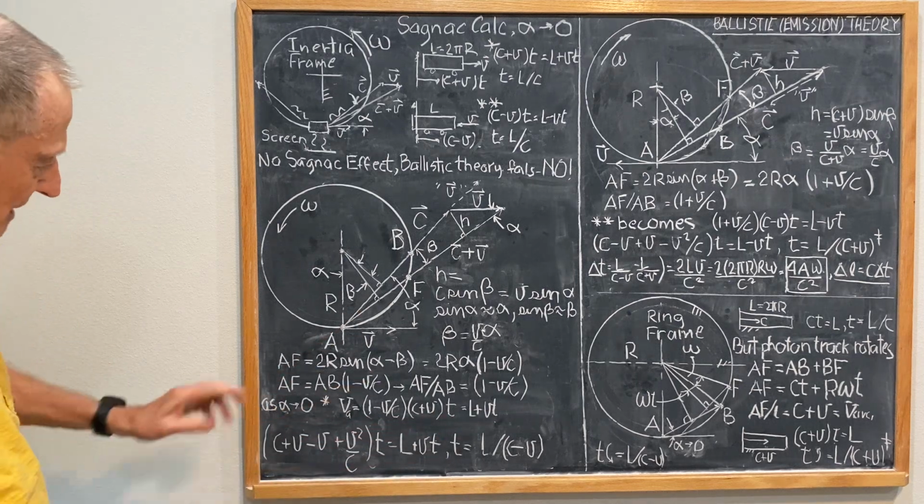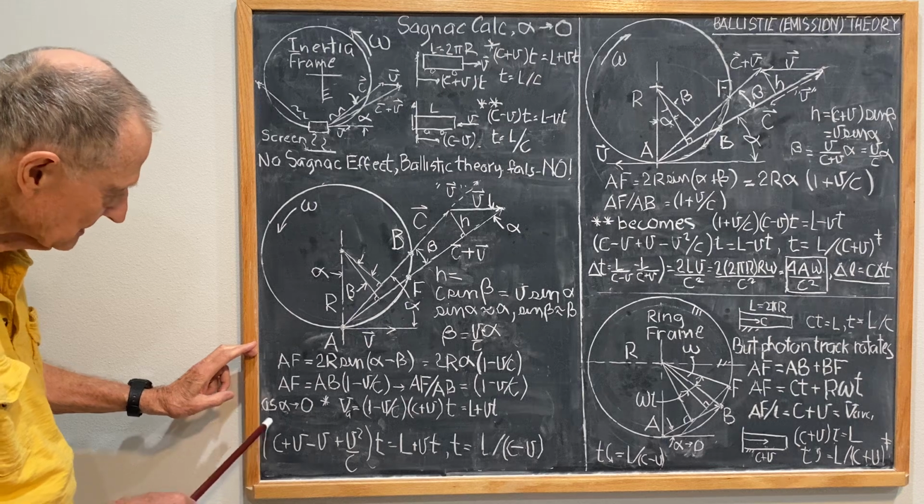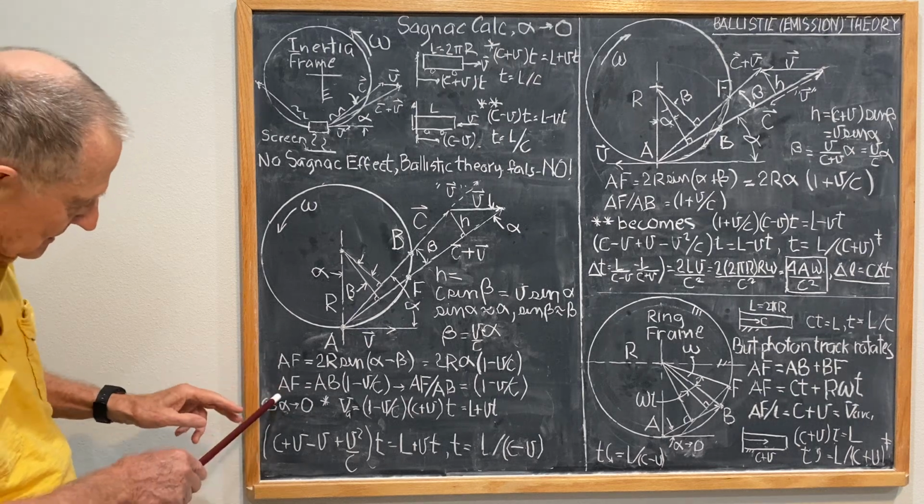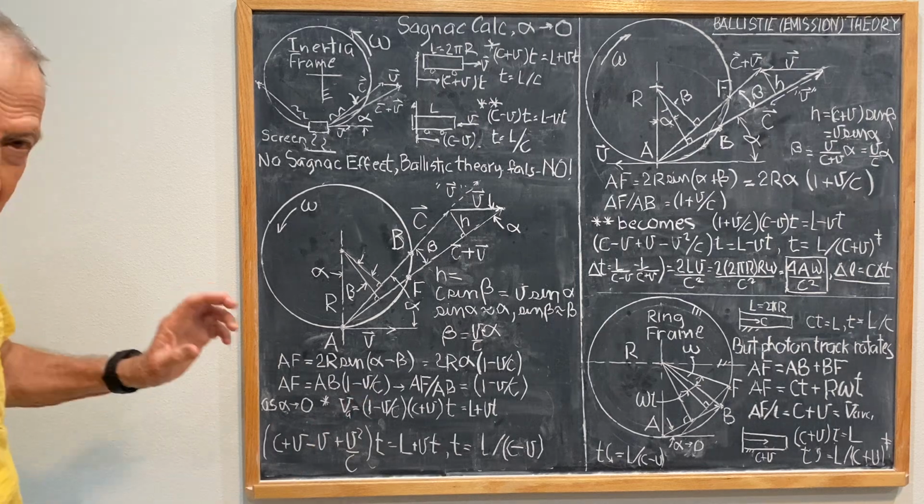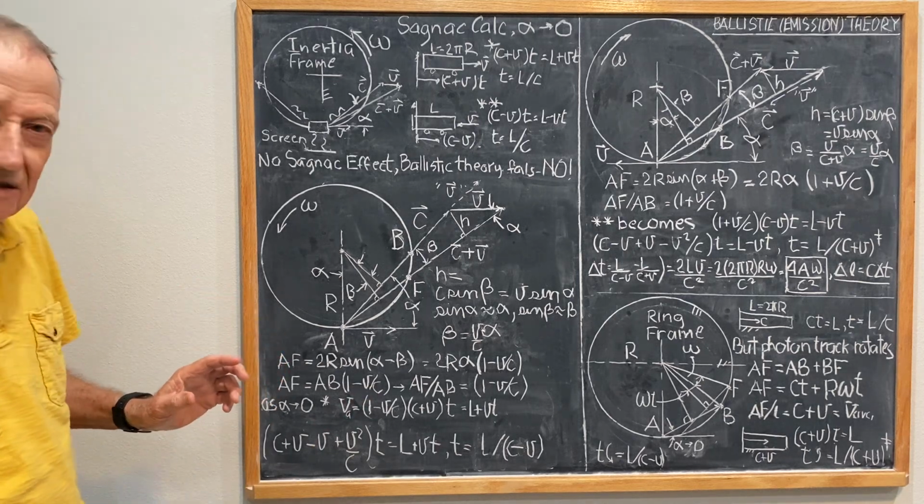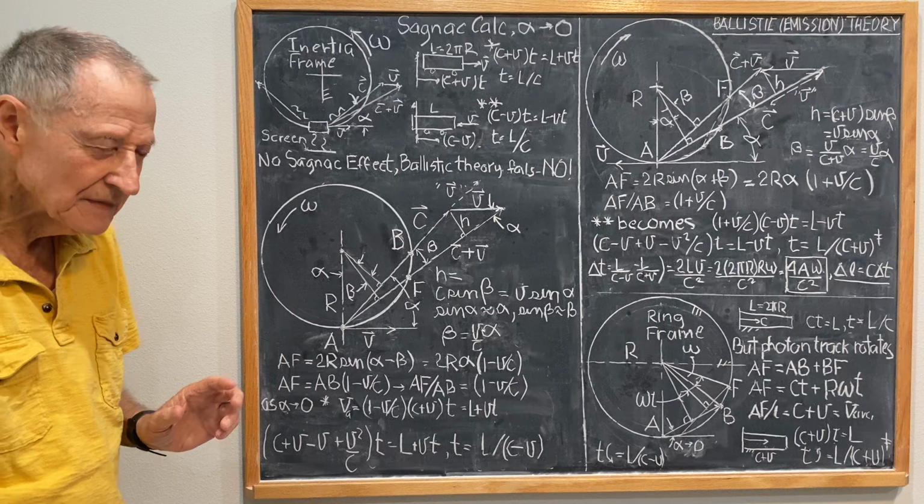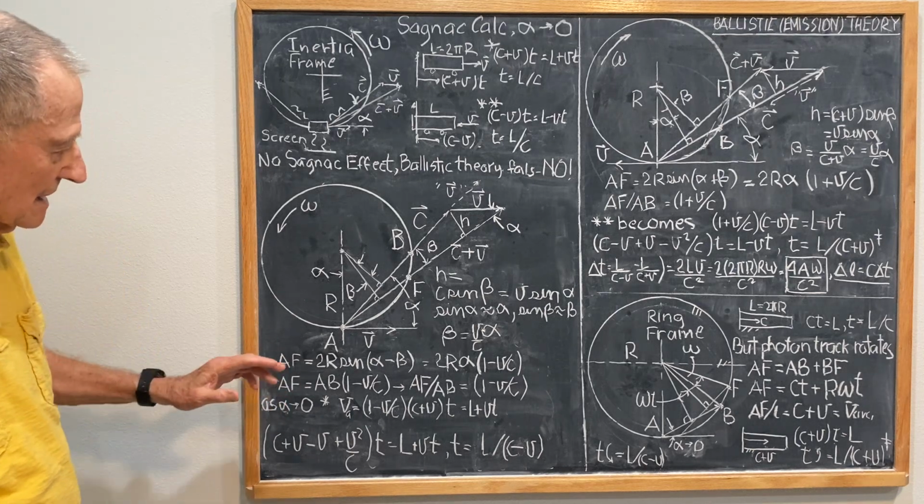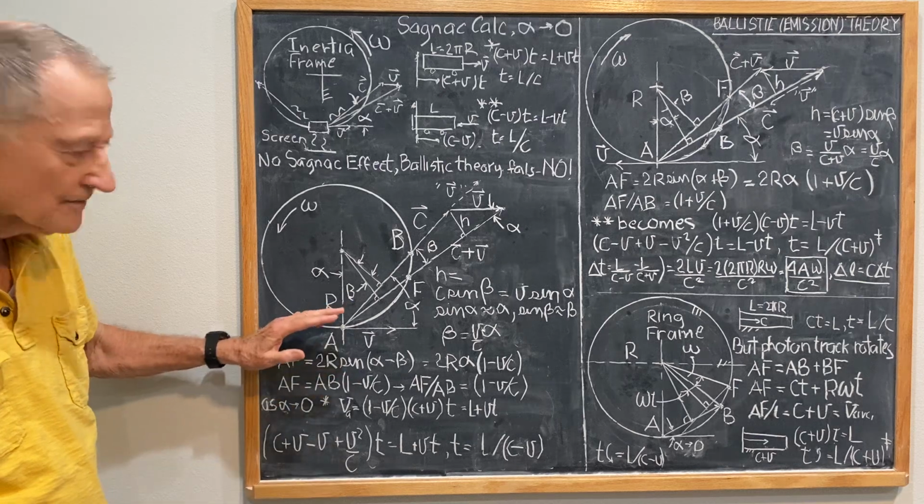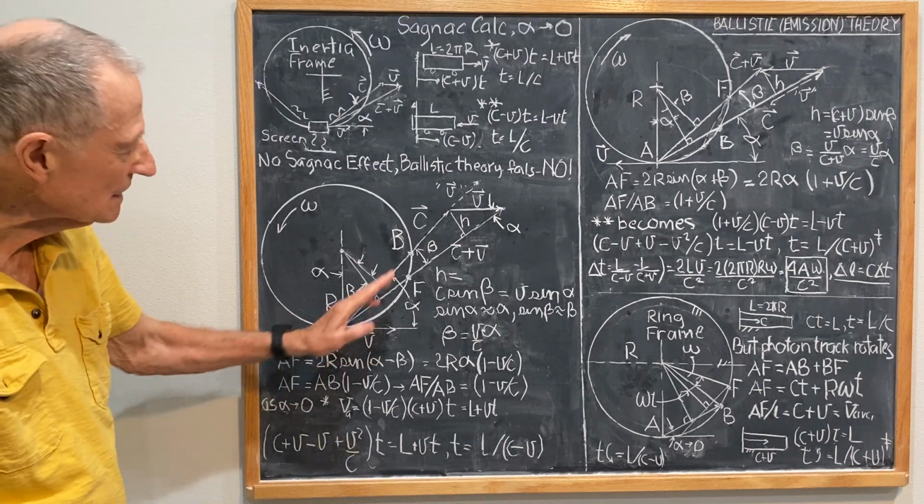And that's the hurdle right here. Once you get past that, everything beyond this follows. If you understand that, you understand the Sagnac correction factor, as I call it. This comes from the fact that you're going around a curve.